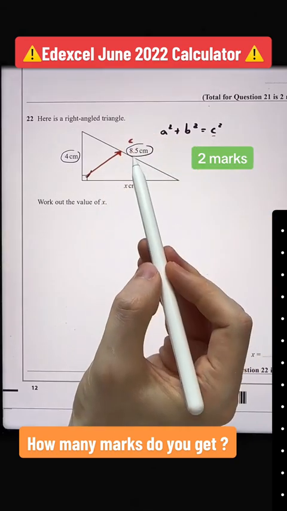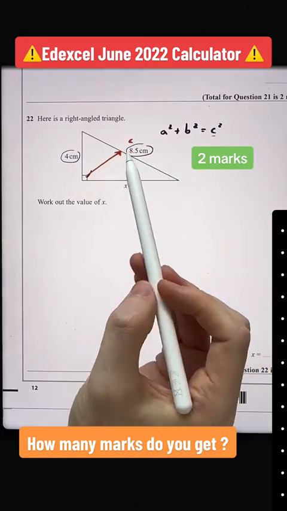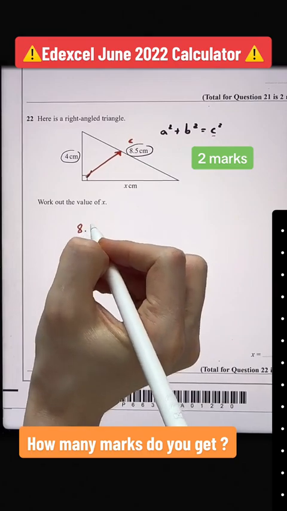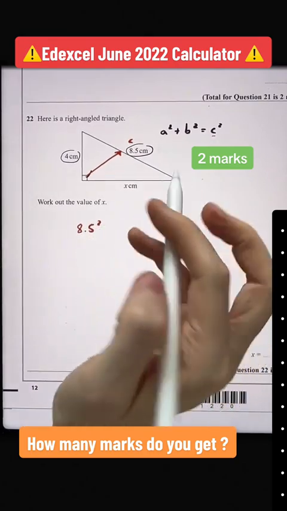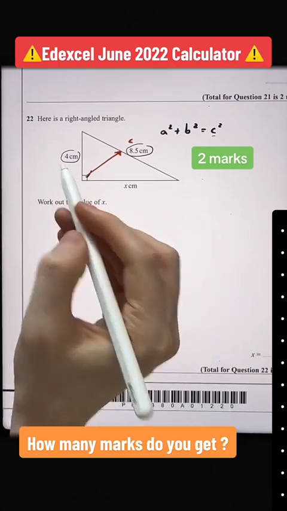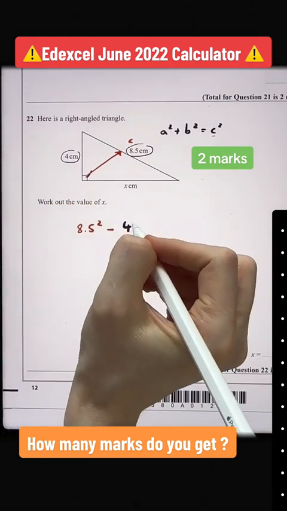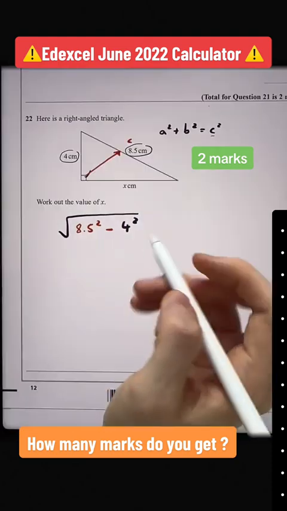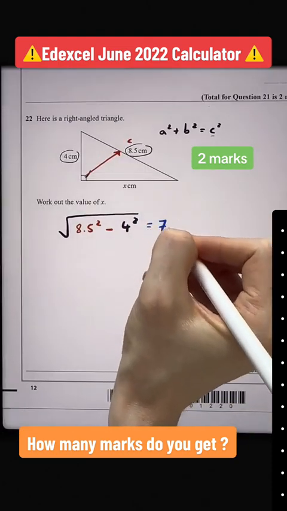If we're given c, which we are in this case, and we're finding a shorter length, we always do c squared, in this case 8.5 squared. Instead of adding, we now subtract the shorter side squared. In this case, we're going to subtract our 4 squared. And we always square root at the end, which equals 7.5.